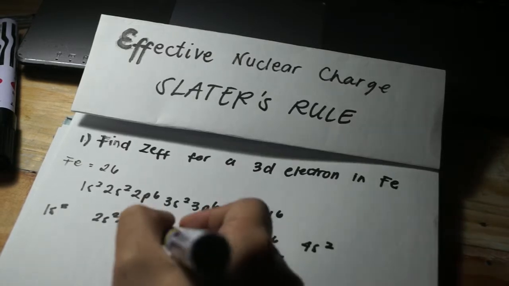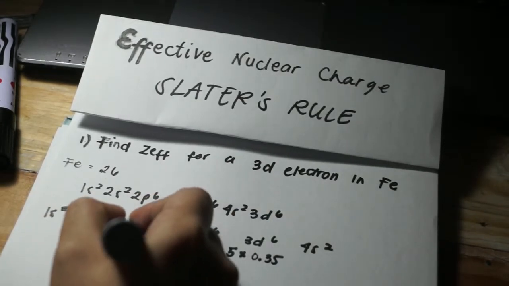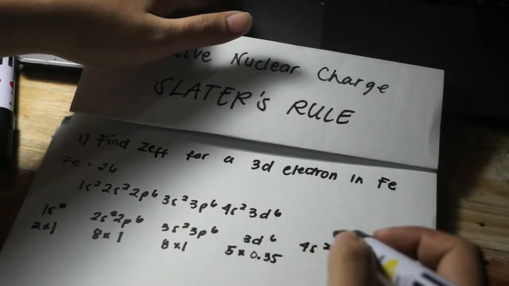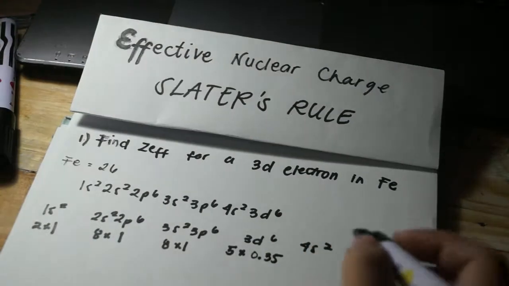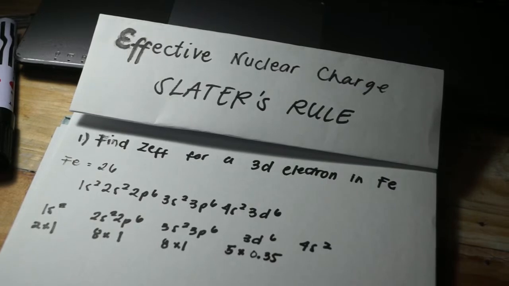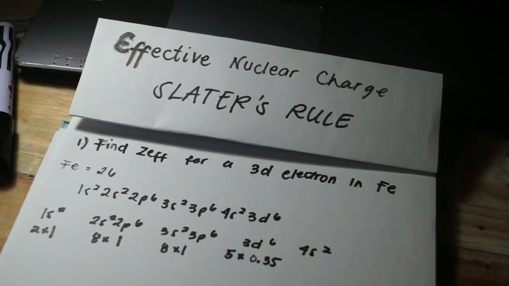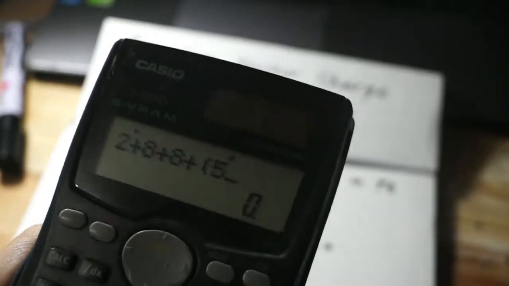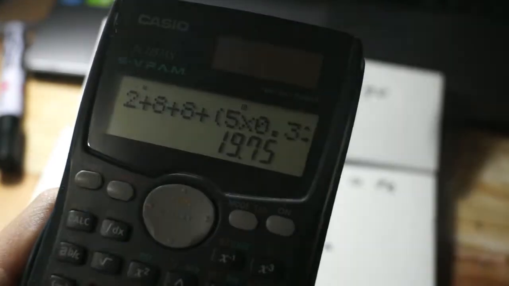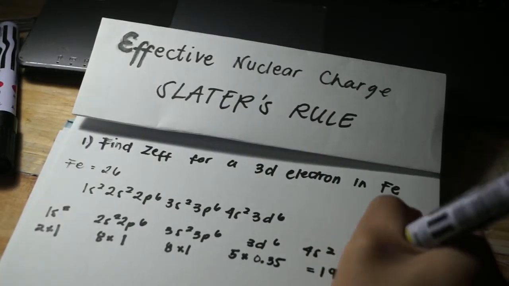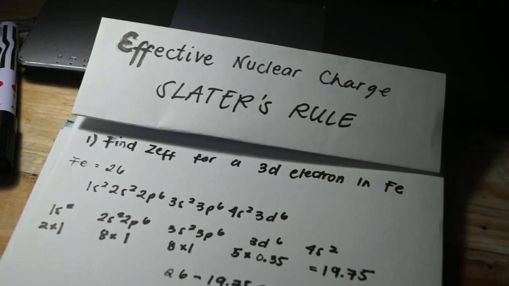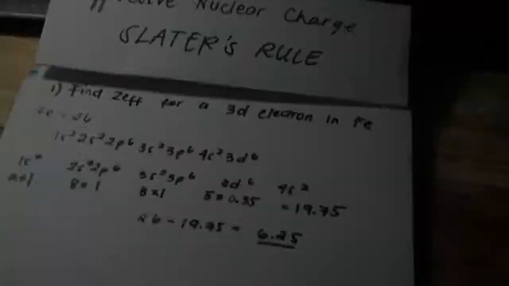And then apply the rules in sum for each electron. Since we're searching for the effective nuclear charge of the 3d shell, we deduct its electron by 1 and multiply it by 0.35. Other electrons are multiplied by 1. After that, add it all up, and then the sum of these calculations will be subtracted from the total electrons of the element. The answer will be the effective nuclear charge of the given element, which is iron.